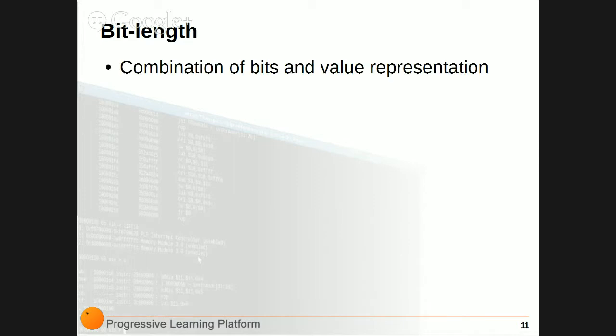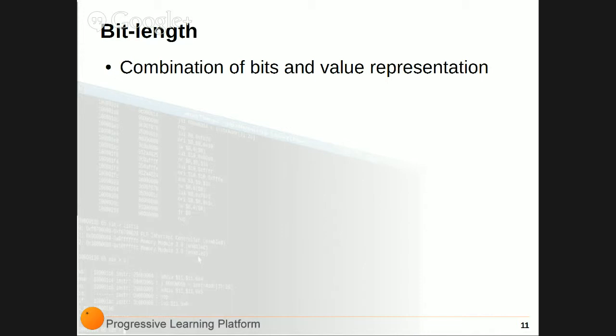Number of digits. Why is it important? Space, and more importantly, you can represent more than one thing. Yes, the combinations of things you can represent with it.